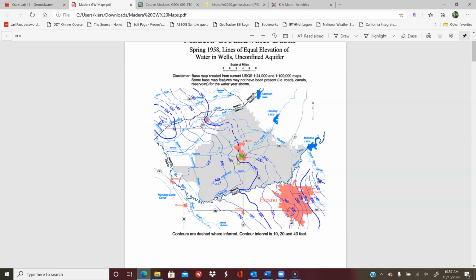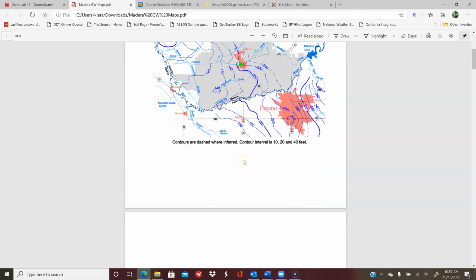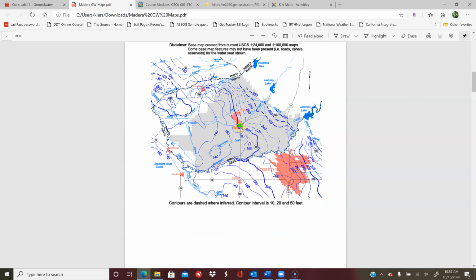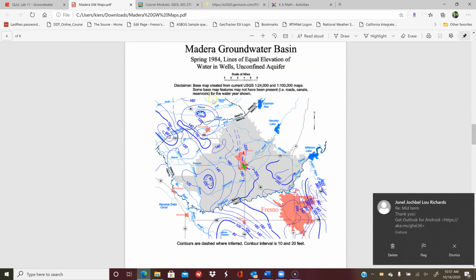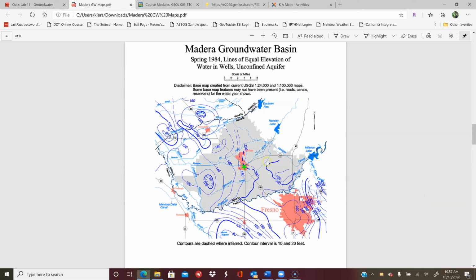So Fresno is around 320, 325 feet of elevation on the ground surface. So about 125 feet down is where you would find groundwater. So you'll just read these maps and record what elevation this green star is located. And you'll notice that it'll change over time and you'll start to see the numbers drop. So pay attention to the date and what elevation is crossing the star.